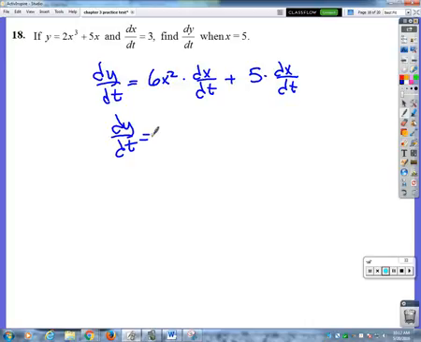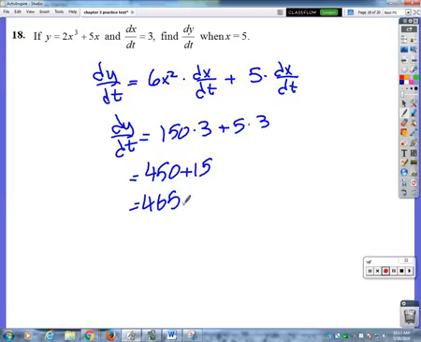Okay, so 25 times 6 is $150 times 3, plus 5 times 3, equals 450 plus 15, so 465.